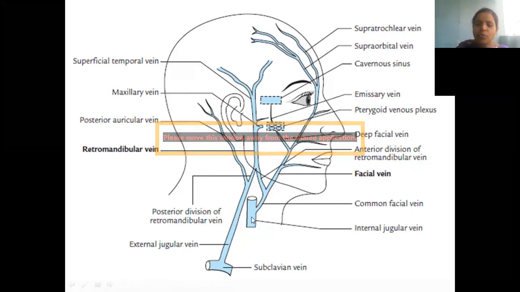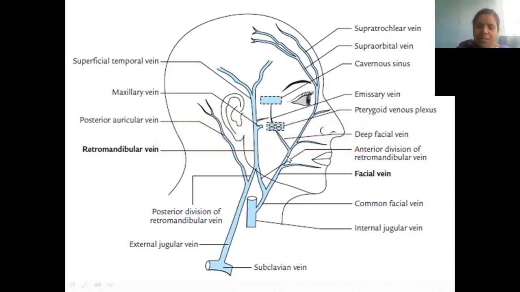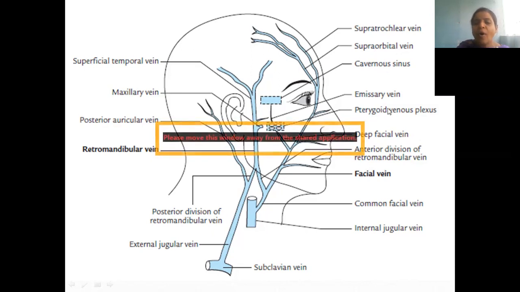The common facial vein drains into the internal jugular vein. If you observe, this facial vein is also receiving tributaries from the cavernous sinus. This is called the pterygoid plexus of veins. So the pterygoid plexus of veins and the cavernous sinus are connected via emissary veins. The cavernous sinus itself we are going to discuss as an essay very shortly. It is an essay question.